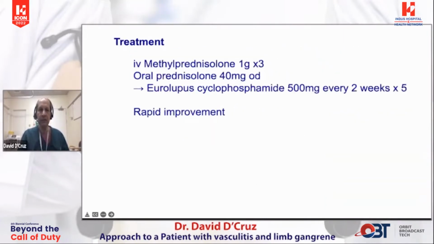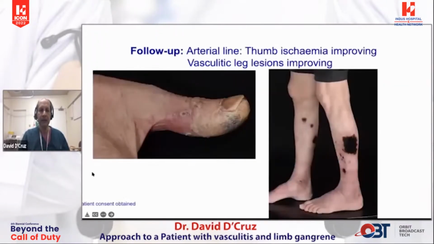So he was treated with intravenous methylprednisolone, oral prednisolone, our standard Euro-Lupus cyclophosphamide regimen, 500 milligrams fortnightly, every 2 weeks, and he recovered very quickly indeed. He did have ischemia of his thumb, but that was due to an arterial line on the intensive care unit and not due to his disease. His vasculitic ulcers were improving, and he's now recovered fully.